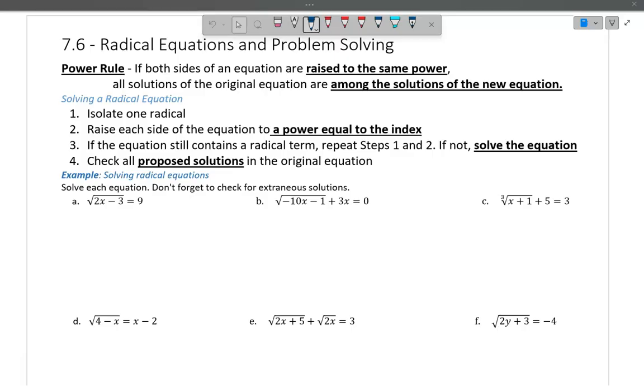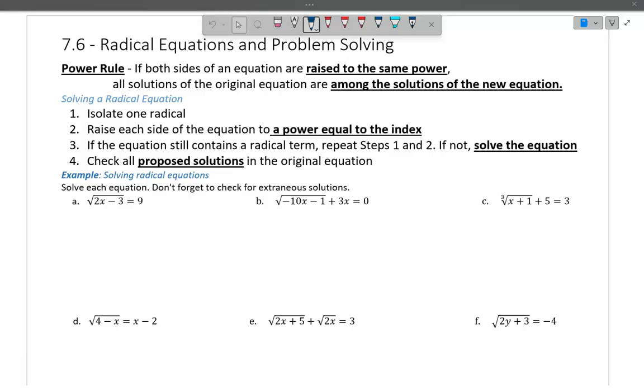All the solutions in that new equation, and I do want to emphasize that it is a new equation, all the solutions to the original equation are contained within the set of solutions for the new equation, given that the original equation does actually have solutions.